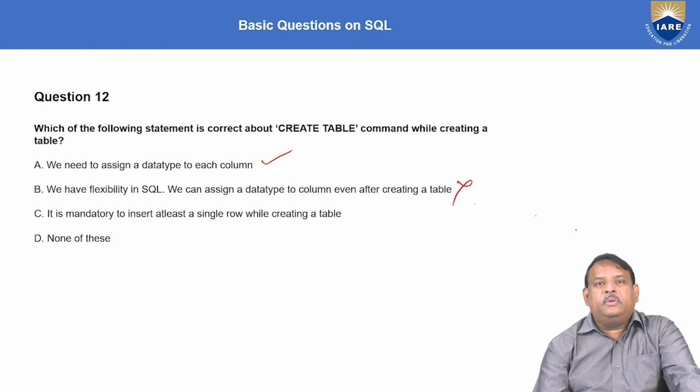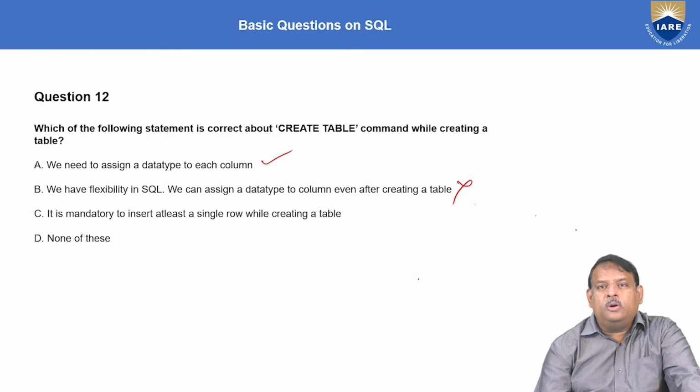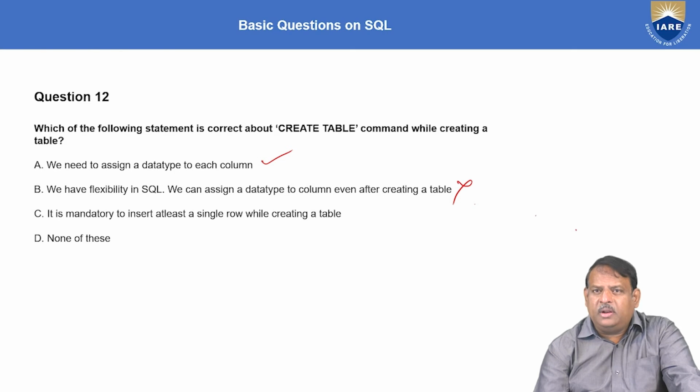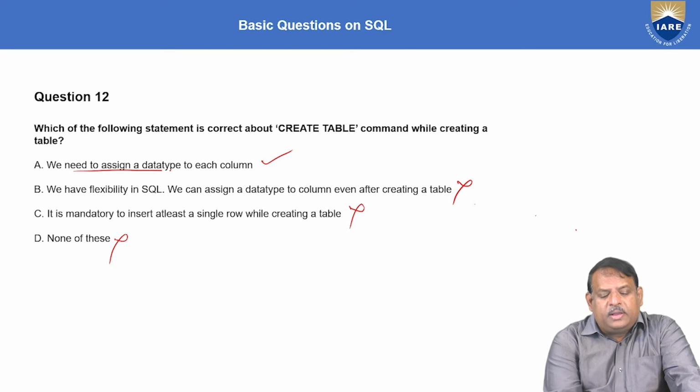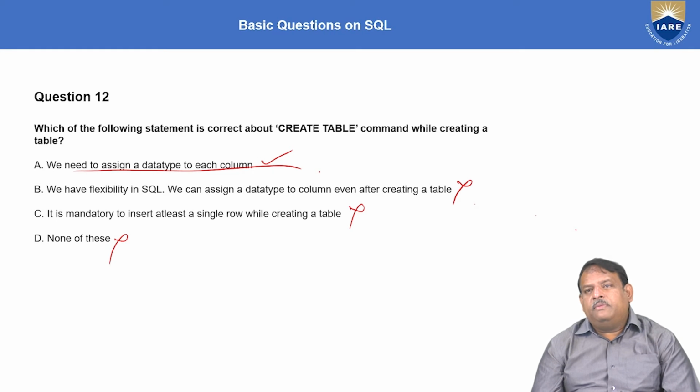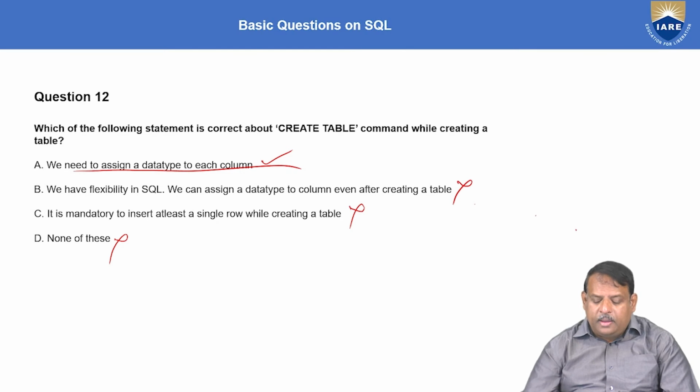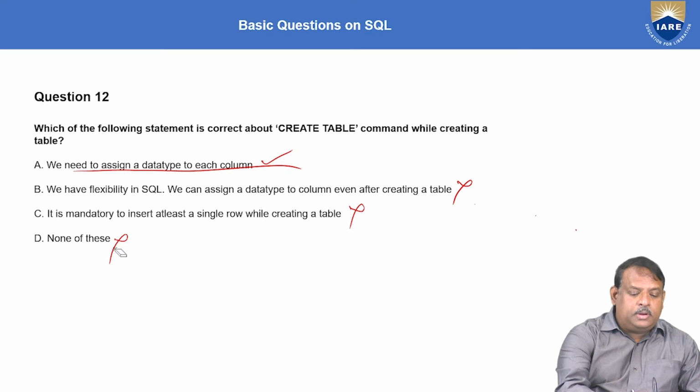Okay, it is mandatory to insert at least one single row while creating a table. This is not necessary. After creating, we don't need to have any values at all. You can just create a blank table. So when you create a new table, it is always blank, so we don't need to insert at least one single value. This is a wrong answer. None of the above is wrong. So the right answer is, while creating a table, for every column we have to specify the column data type. This was question number 12.